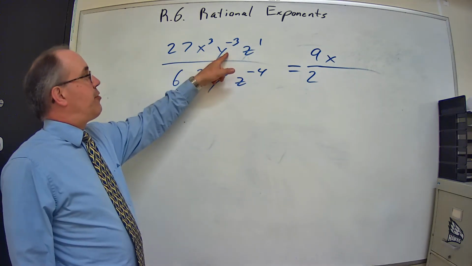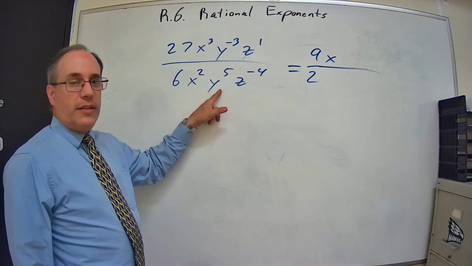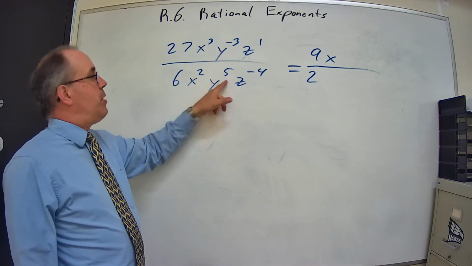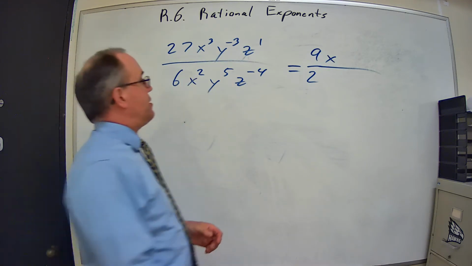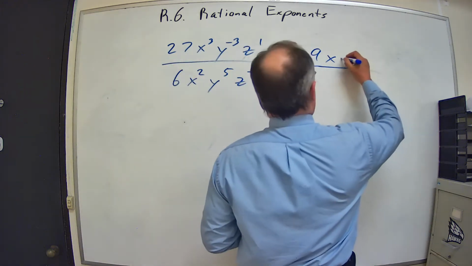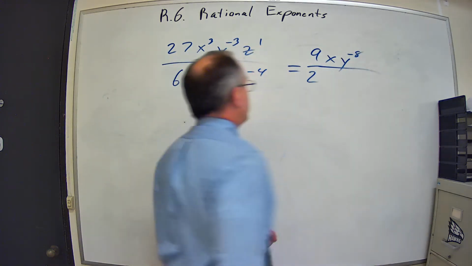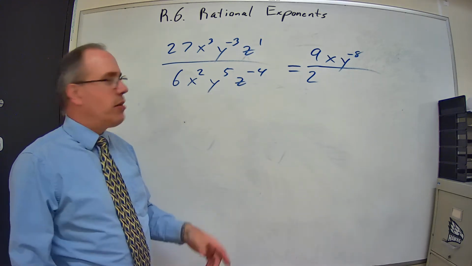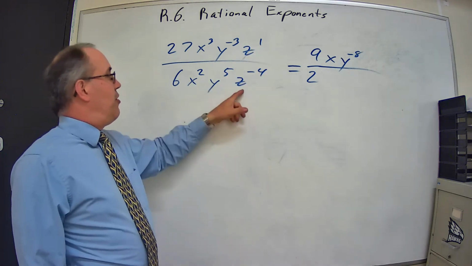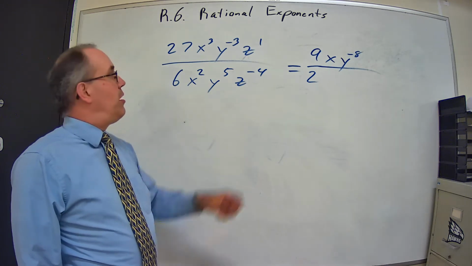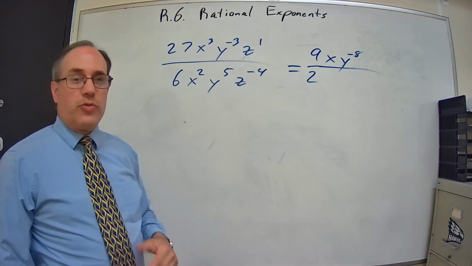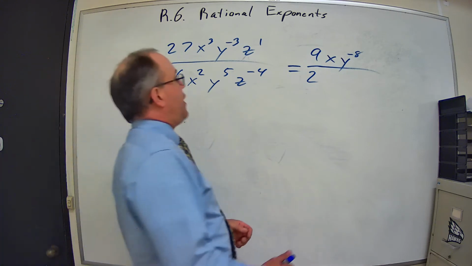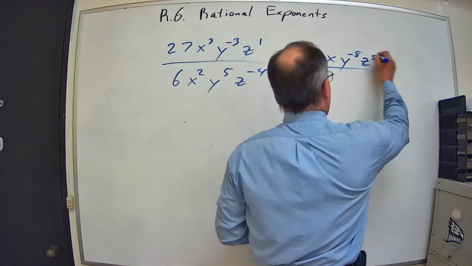Y to the negative 3 over y to the fifth. Negative 3 minus 5 is negative 8, so y to the negative 8. And then z to the 1. I don't know why I put a 1 there. But z to the 1 over z to the negative 4: 1 minus negative 4 is 1 plus 4, so 5. So z to the fifth.